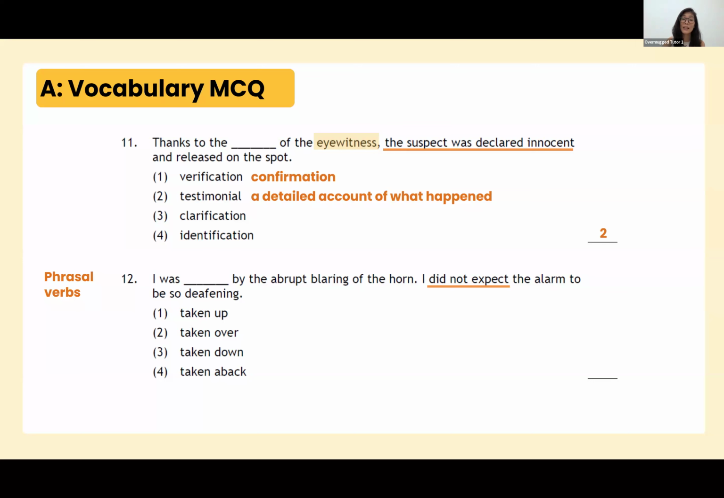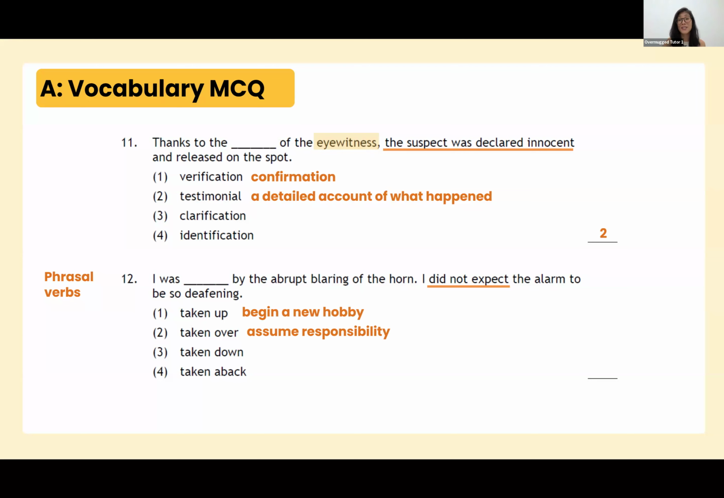Option 1, taken up. When you take up something, you are likely to start a new activity or hobby or an interest, maybe baking. When you take over, you assume the responsibility from someone else. So perhaps if you are a P6 student who is leaving school, you would probably have a P5 student take over your responsibilities.